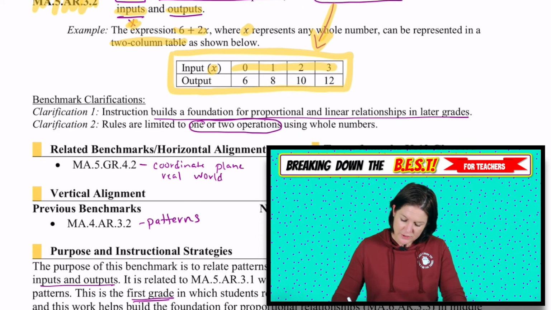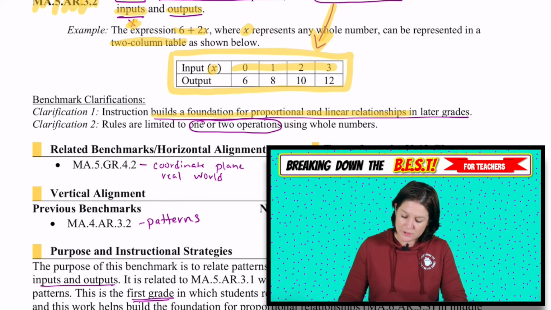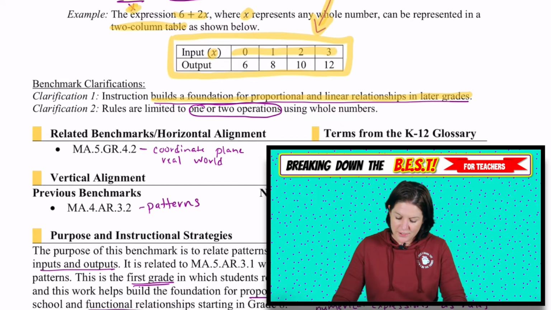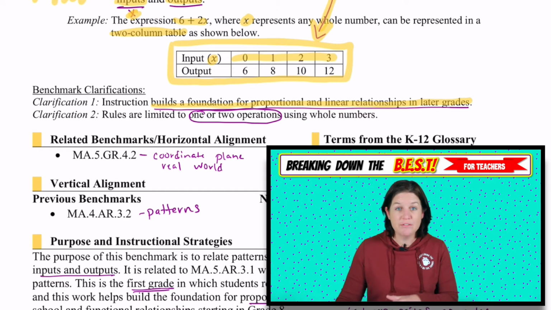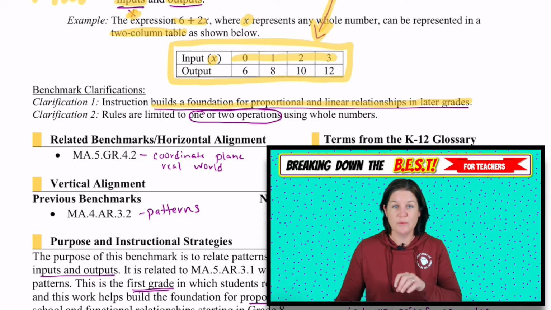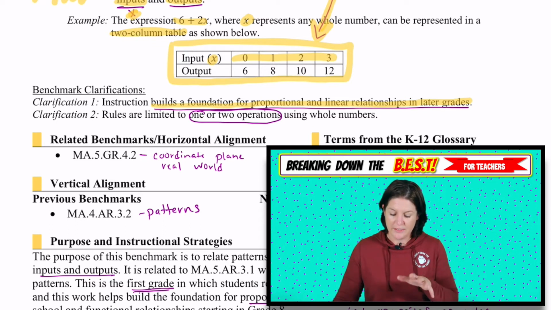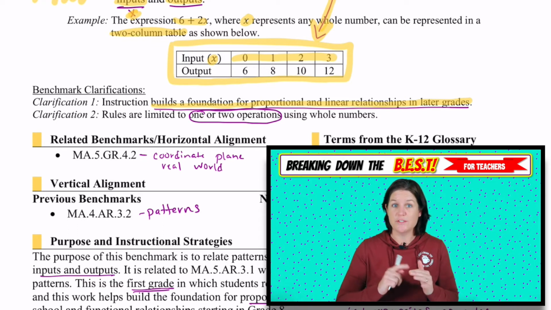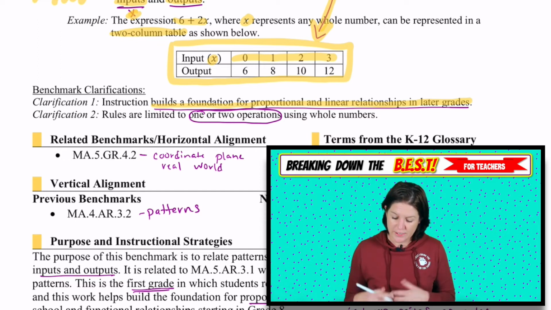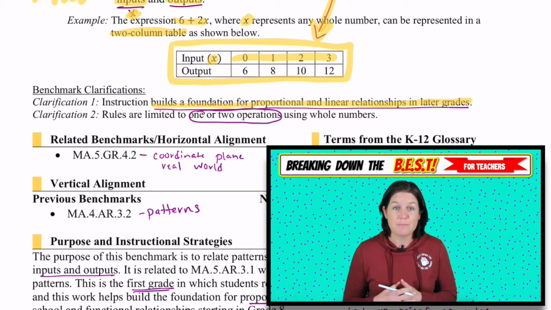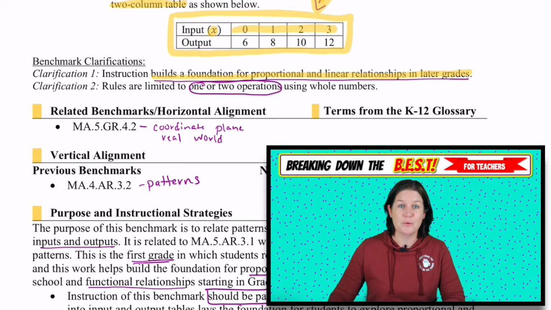Okay, some clarifications: this builds a foundation for proportional and linear relationships in later grades. You will see, because we are going to graph some of these and connect it with another 5th grade benchmark, that you start to see a line. And we're hoping that students start to see that so that in 6th grade and in later grades, we know that in middle school, we do a lot of graphing and proportional and linear relationships.